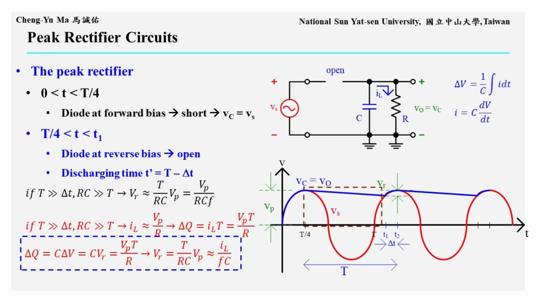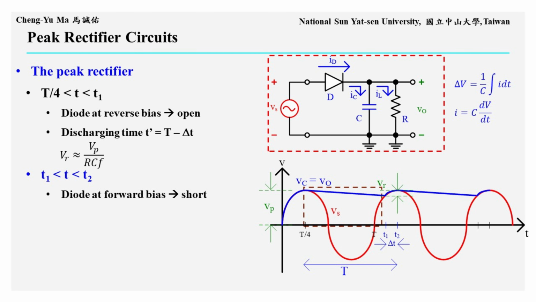The same charge loss is also equal to the capacitance C multiplied by the voltage drop Vr. Equating these two expressions gives Vr equals t over Rc multiplied by Vp. Since t equals 1 over f, this can also be written as IL divided by fc. After completing the discharge analysis, we now look at the charging interval from t1 to t2.